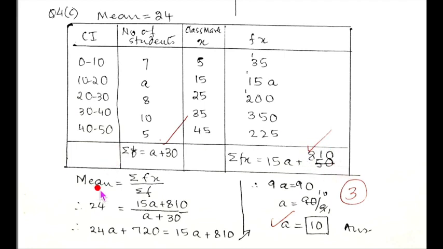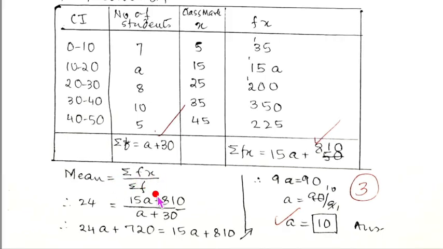Our formula is mean equal to sigma fx upon sigma f. Mean is 24. Sigma fx is this, 15a plus 810. Sigma f is this, that is a plus 30. Cross multiply: 24 into a, that is 24a, and 24 3s is 72, so it will be 720 is equal to 15a plus 810.